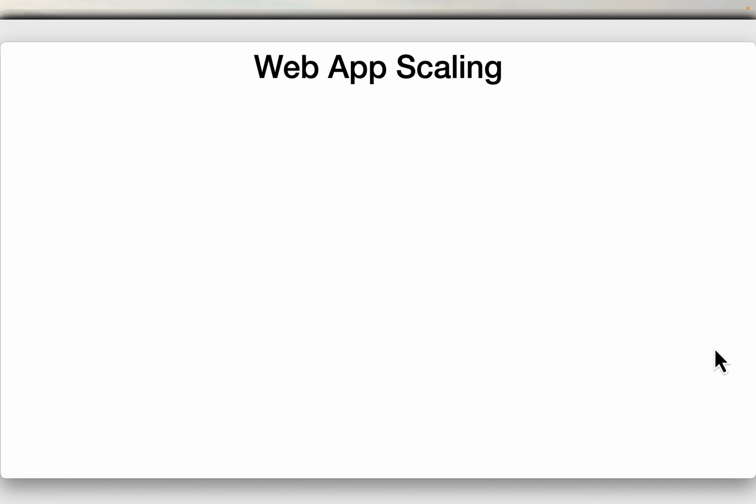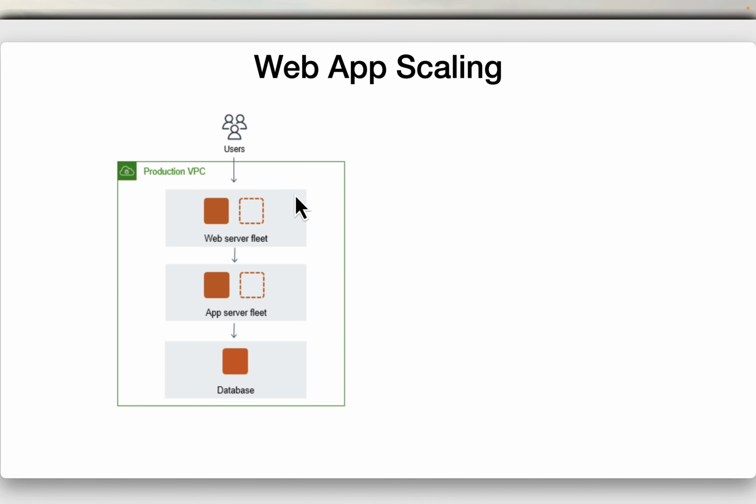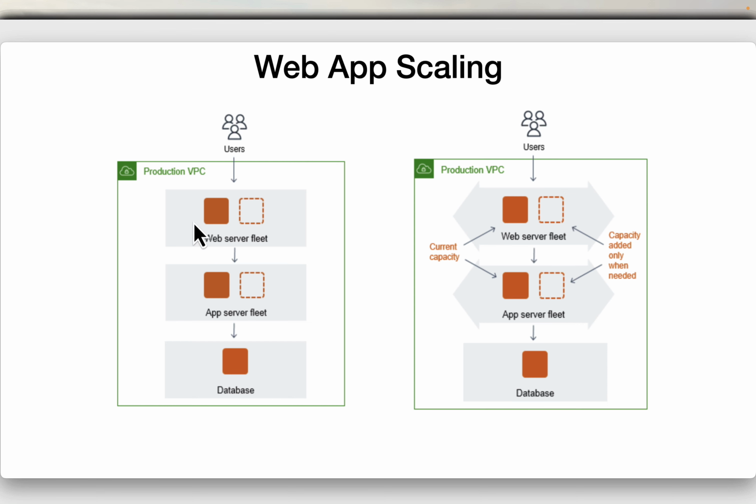Okay, the next one is web app scaling. In this case, let's say a production VPC and we have a web server fleet. We have one web server and one app server, and this is the current capacity. These extra ones get added only when the demand increases. So this is how web apps scale. It can be at the web tier or the application tier.